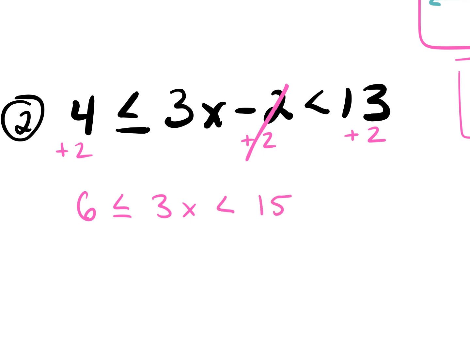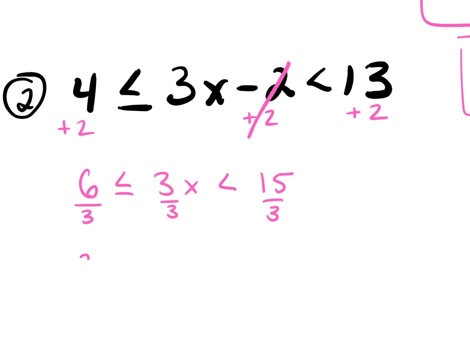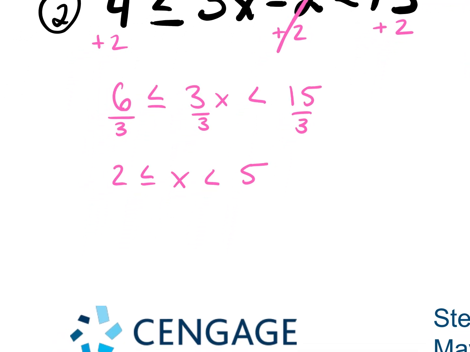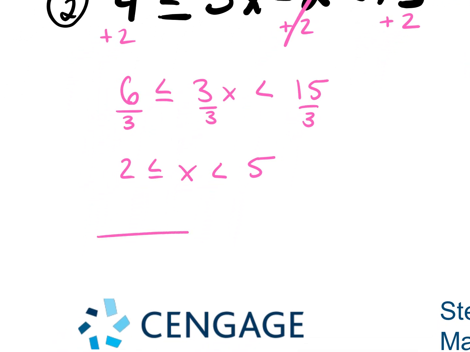What should we do next? Divide by 3. So I'm going to divide everything by 3. So we have 2 is less than or equal to x, which is less than 5. Once we get the x all by itself, we're done. So let's put this on a number line.